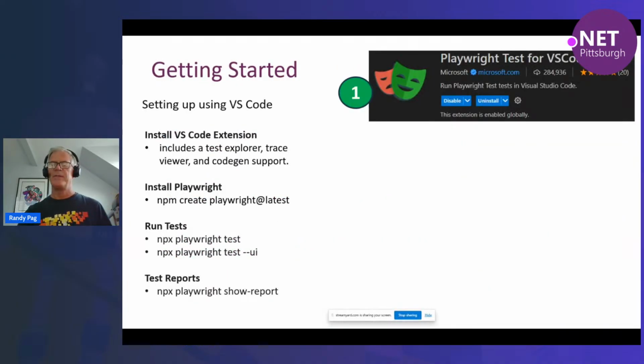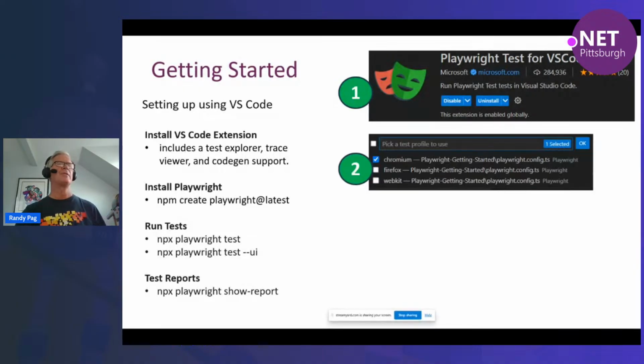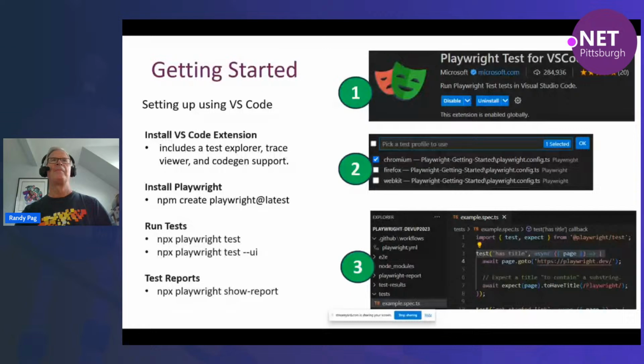I'm going to show it to you from Visual Studio Code. Visual Studio Code has an awesome extension, really easy to get started with that, simple to install. And then you can figure out which particular browsers you want. I'll just use Chrome today, make it simple, but you could pick Firefox and WebKit as well. And then running tests. Once you've had that installed, you can run tests. Again, as a developer, I don't have to think about it. I can run them from my UI.